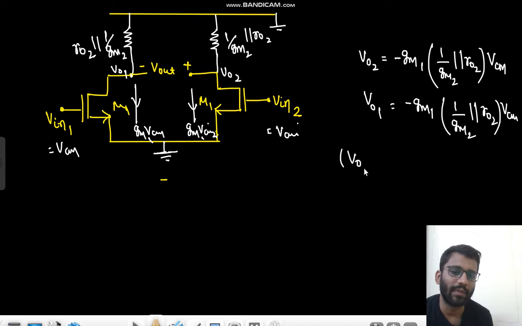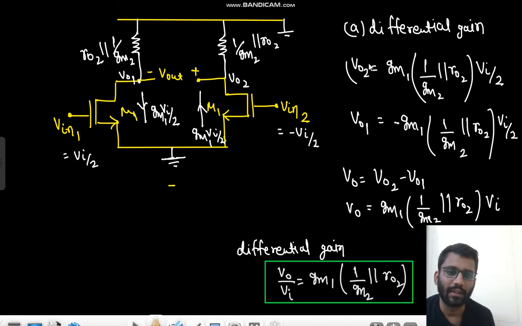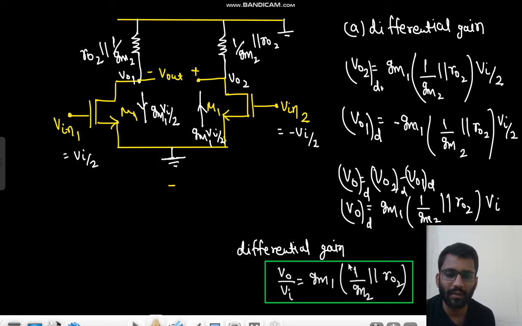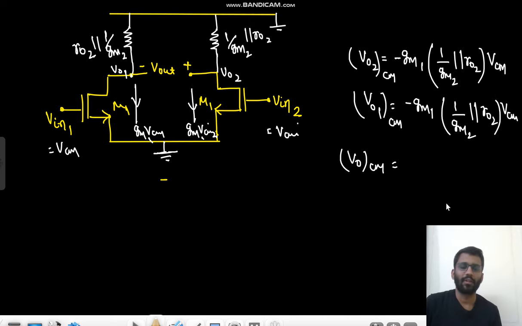What is your V out common mode? Here also I should write common mode. Here also I should write common mode. Here I should write differential. Here I should write differential. Differential output on differential input. This is the gain. Okay, here common mode gain.